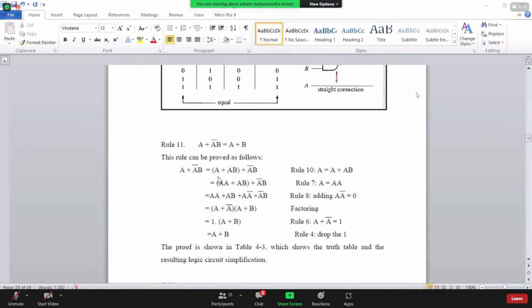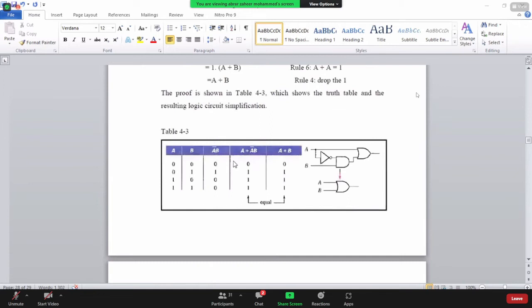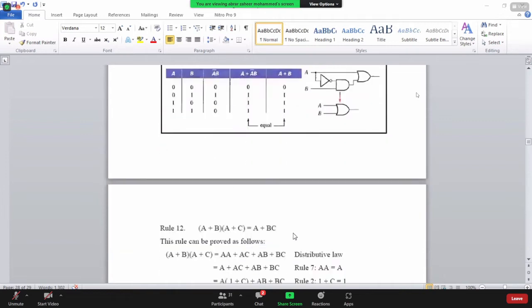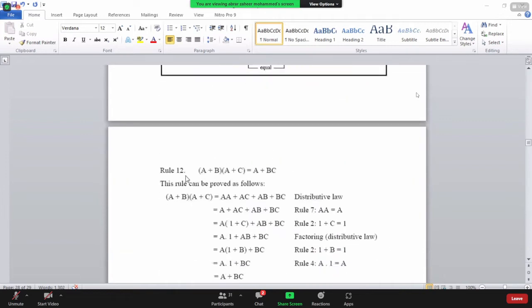This rule number 11 we can show by using the truth table. Here we can see that A plus A bar B is equal to A plus B. This is the truth table and this is the logic circuit for the same. Then rule number 12 is that A plus B in the bracket into A plus C is equal to A plus BC. So how to prove this?